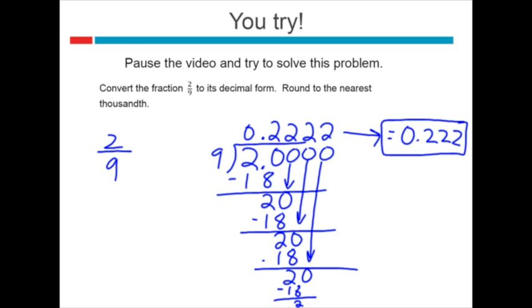Another way to do this is you'll notice that this pattern keeps reoccurring, and these 2's go on forever. And common notation to deal with that is we take whatever repeats itself, which in this case is the 2, and we put a bar over it. And that tells us that that 2 keeps repeating itself over and over forever.